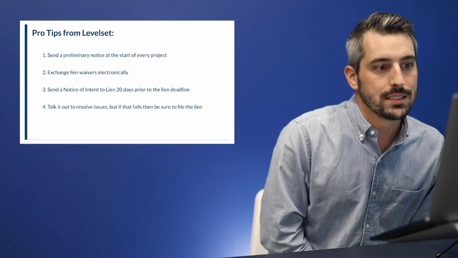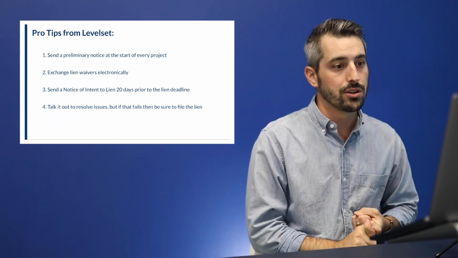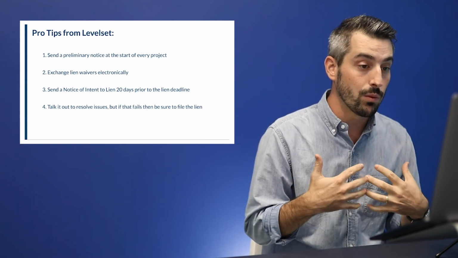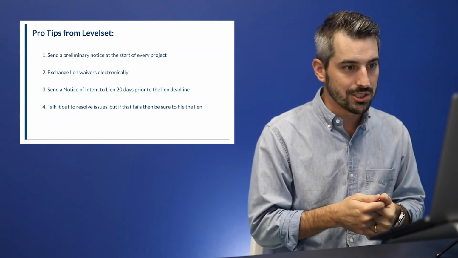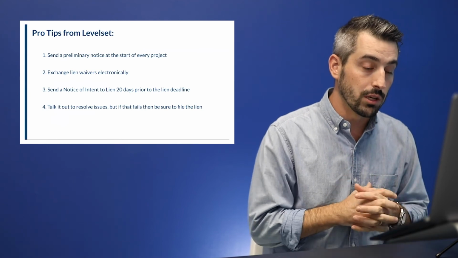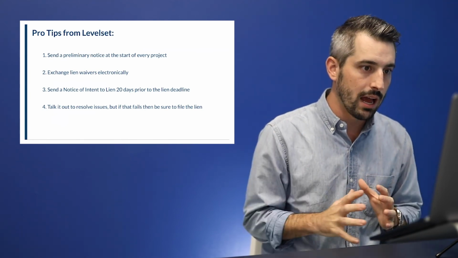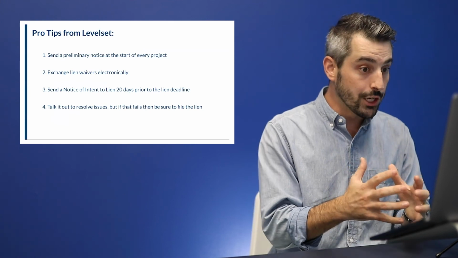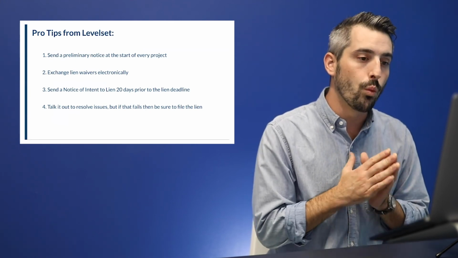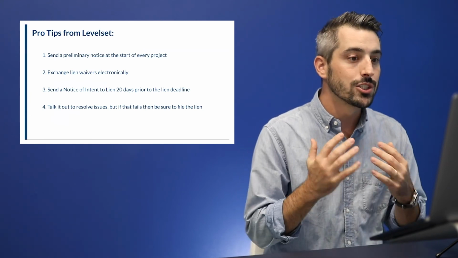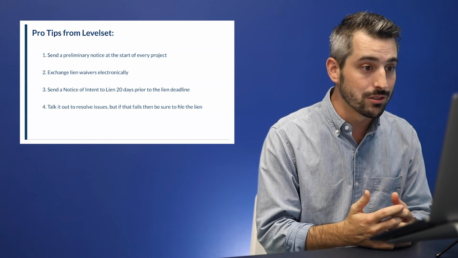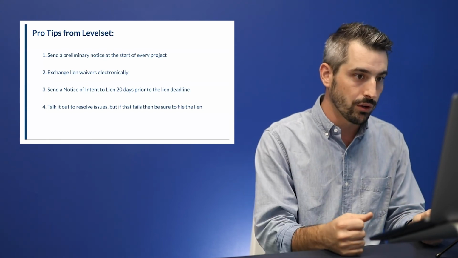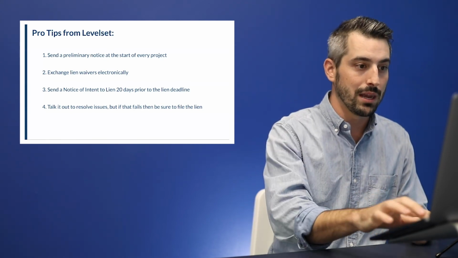Some final pro tips, and this is what we put at the end of every webinar. Make sure you're sending preliminary notices at the start of every project. Use a platform like Levelset or something similar to exchange lien waivers electronically. So many subcontractors and general contractors would prefer that they receive the lien waivers electronically where it's appropriate. I know Texas and Florida have some issues, but you want to use electronic document exchange when you can. Use that notice of intent to lien 20 days prior to the lien deadline. And then when you are bumping up against potentially filing a lien, talk it out, try to resolve the issues. And if that fails, make sure you file the lien, because once the lien's filed, you can always go cancel the lien. But if you miss the lien deadline, then it could be fatal to your lien rights. And we know that that's key to making sure you get paid.